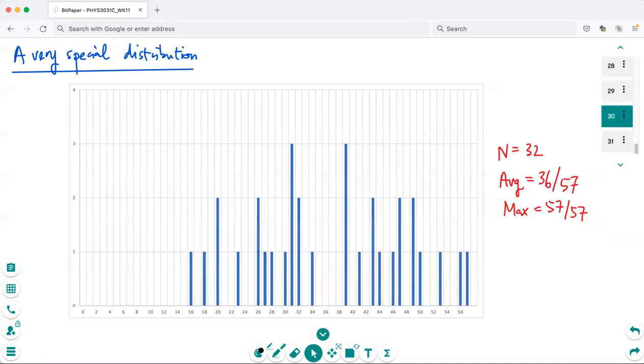So this is one student who got full marks, so this is 57 here. And one student got 56. And the mean is this much, 36 points. And we have 32 students. So this is the distribution.